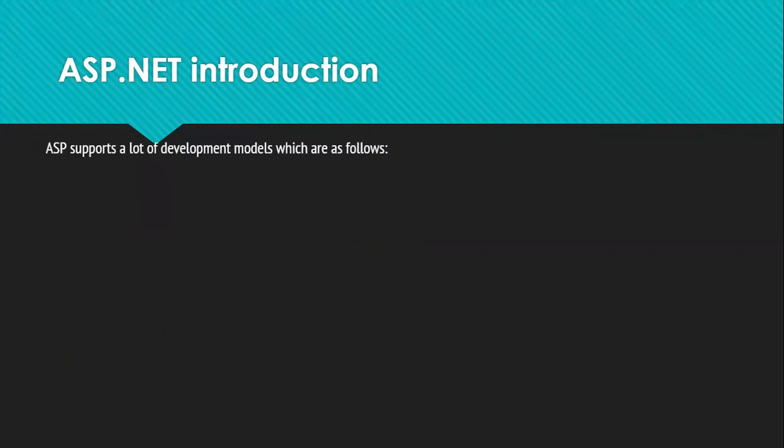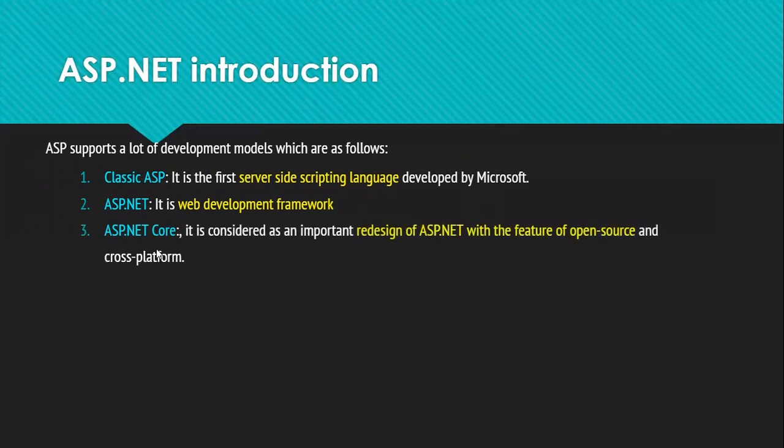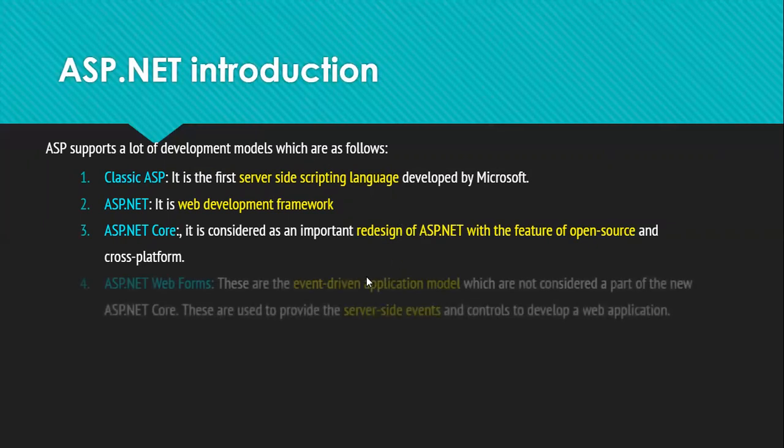ASP supports a lot of development models, which are as follows. First is classic ASP, which is the first server-side scripting language developed by Microsoft. Second is ASP.NET. It is a web development framework basically used when you want to create web pages and for web development. Third is ASP.NET Core. It is considered an important redesign of ASP.NET with the features of open source and cross-platform.